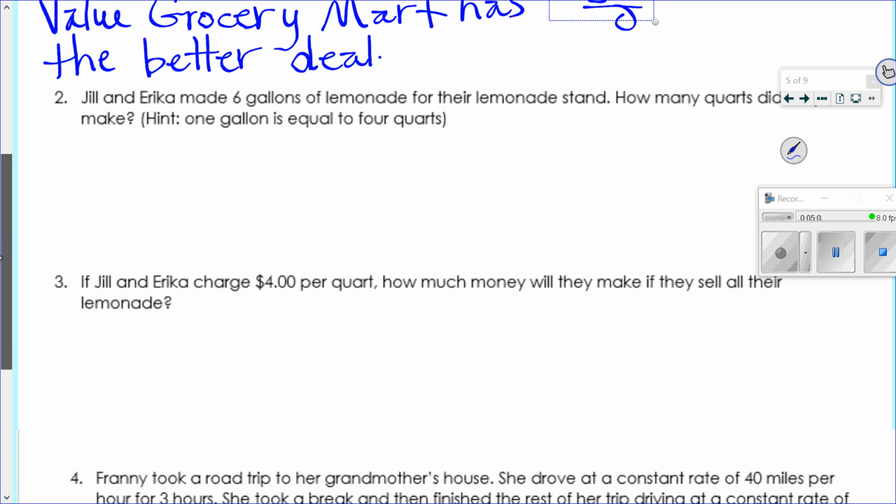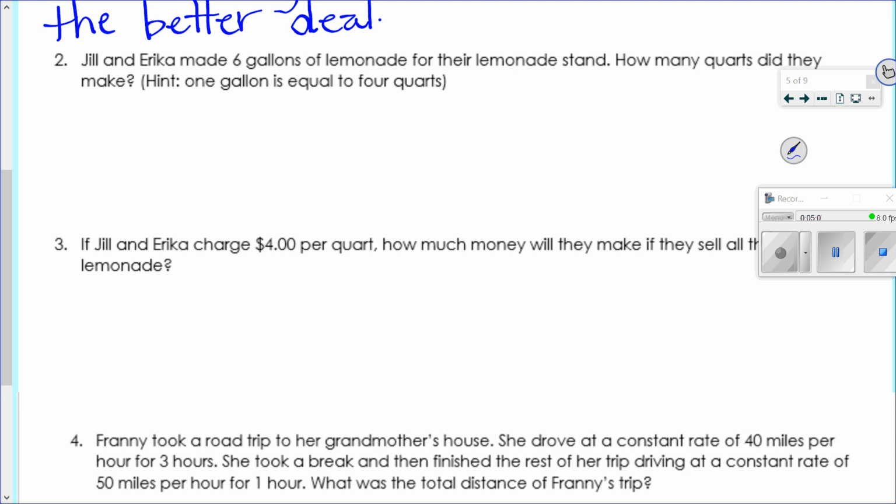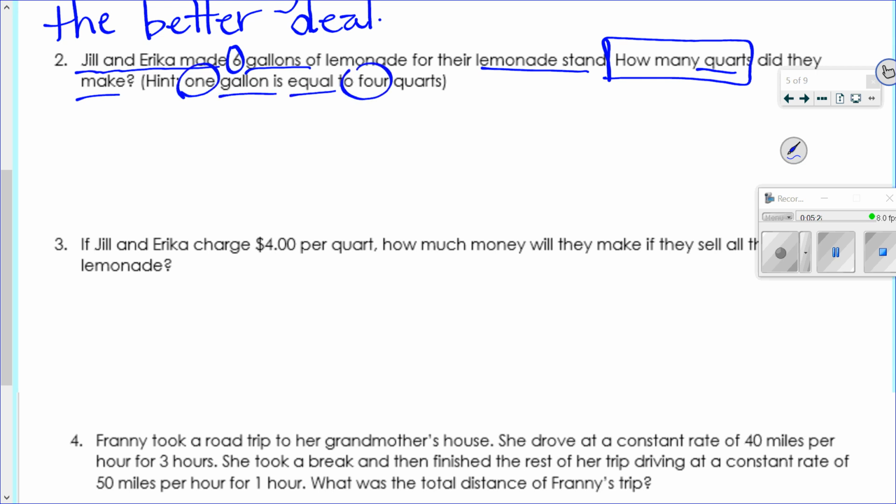All right, let's look at number 2. Jill and Erica made 6 gallons of lemonade for their lemonade stand. How many quarts did they make? Here's my question. How many quarts did they make? But you need to use your hint. 1 gallon is equal to 4 quarts.